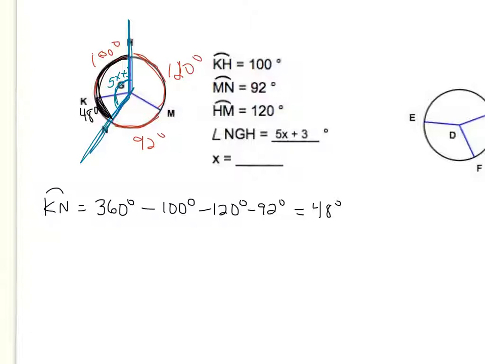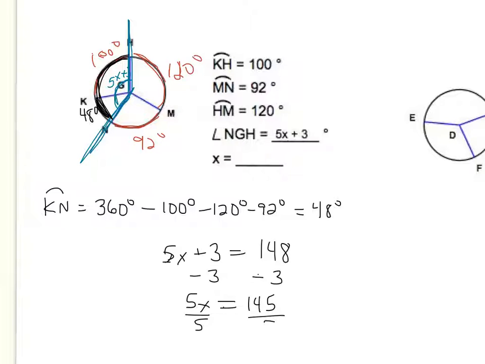So I know the central angle, 5x plus 3, which is for that angle NGH, has to be the same as the arc measure, which is 148. So I found the arc measure, and then I know the angle is equal to that, and I can solve for x. So I'll subtract 3. So 5x equals 145, and then I'll divide by 5. So 145 divided by 5 gives me 29. So x is 29.